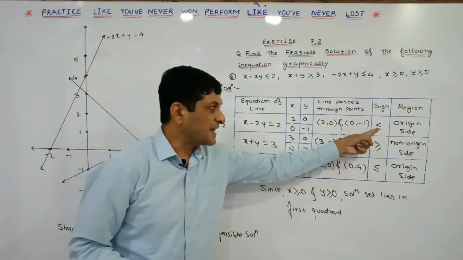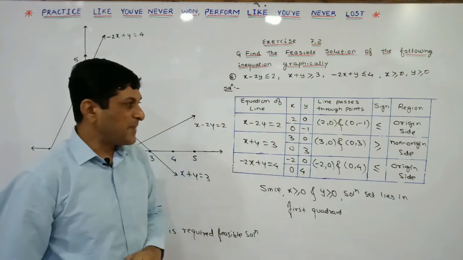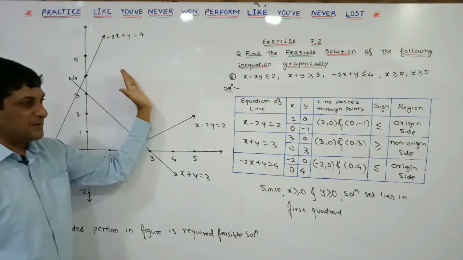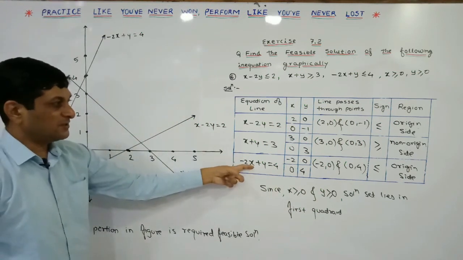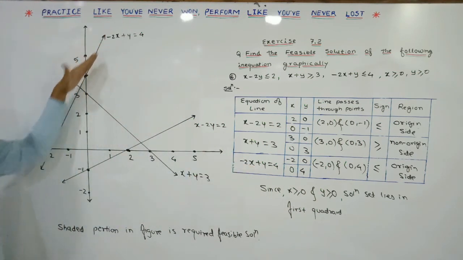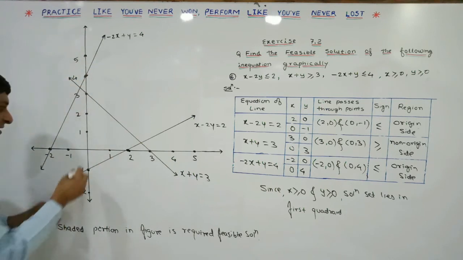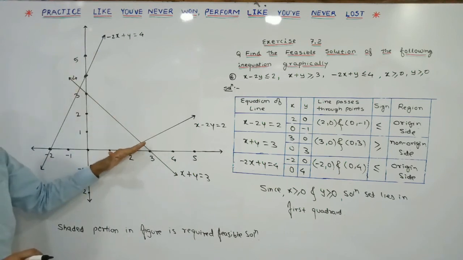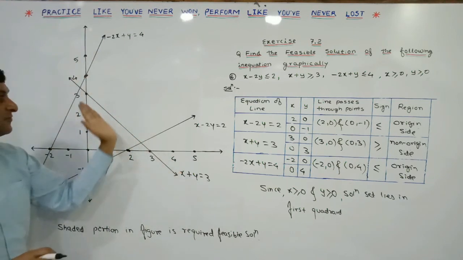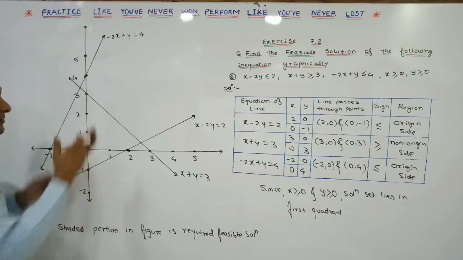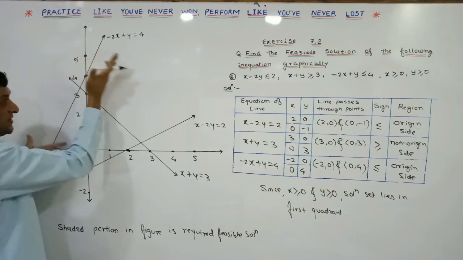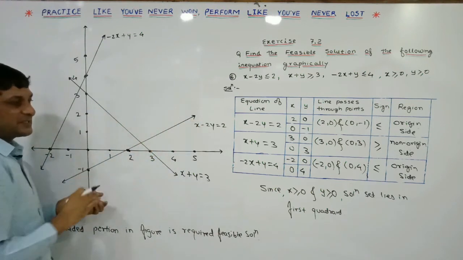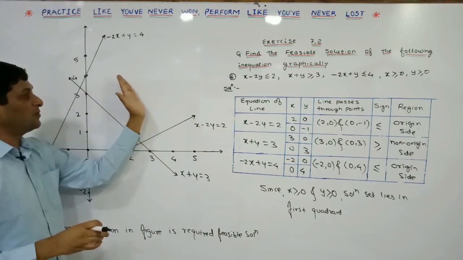So for the first line, the origin side part is the solution set. For the second line, the non-origin side part will be the solution set, and for the third line also the origin side. Observe that this will be the origin side part, meaning for the first line origin side part, for this line also origin side part, and for this line non-origin side part. Observe that this part belongs to what? Origin side part of this line. This part also belongs to the origin side part of this line, and for this line this is the non-origin side part.